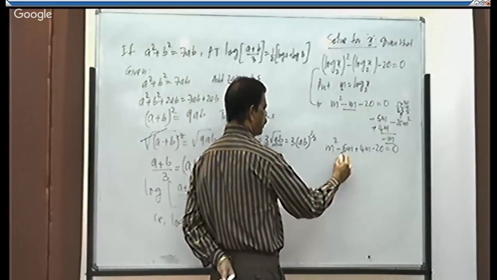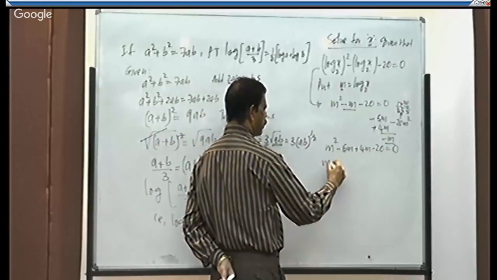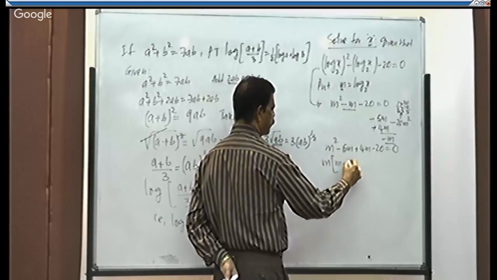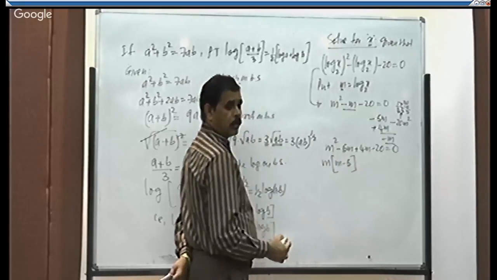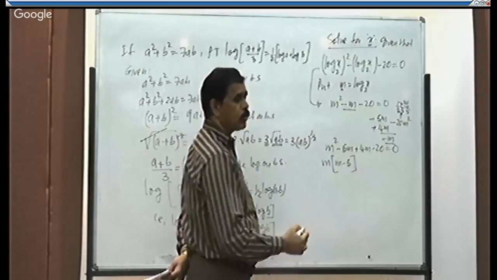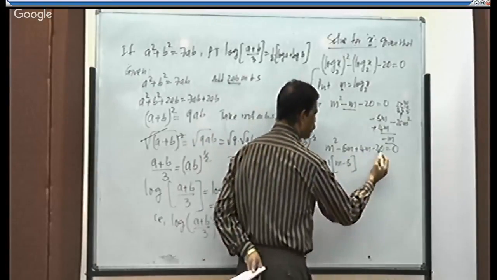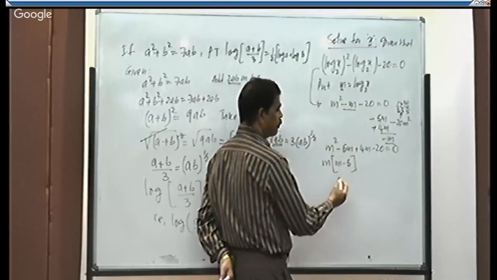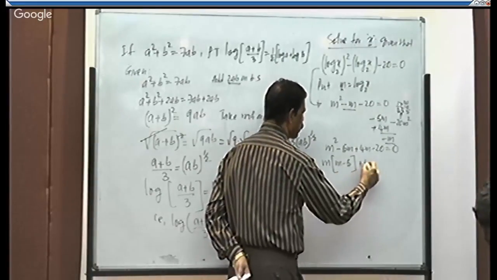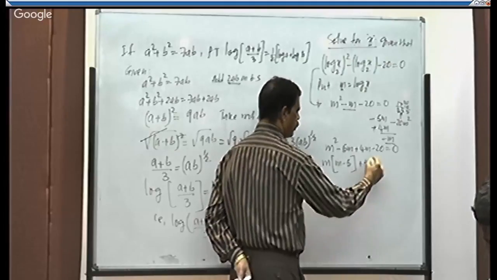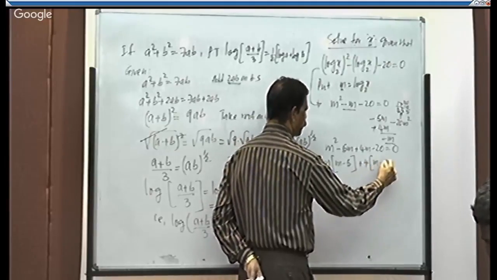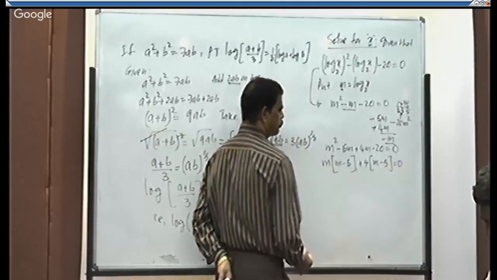m² minus 5m. What is common here? m is common. So it becomes m minus 5. Among the other two terms, if I take something, we should get again m minus 5. Then what should I take? I should take 4. Then it becomes m minus 5 is equal to 0.